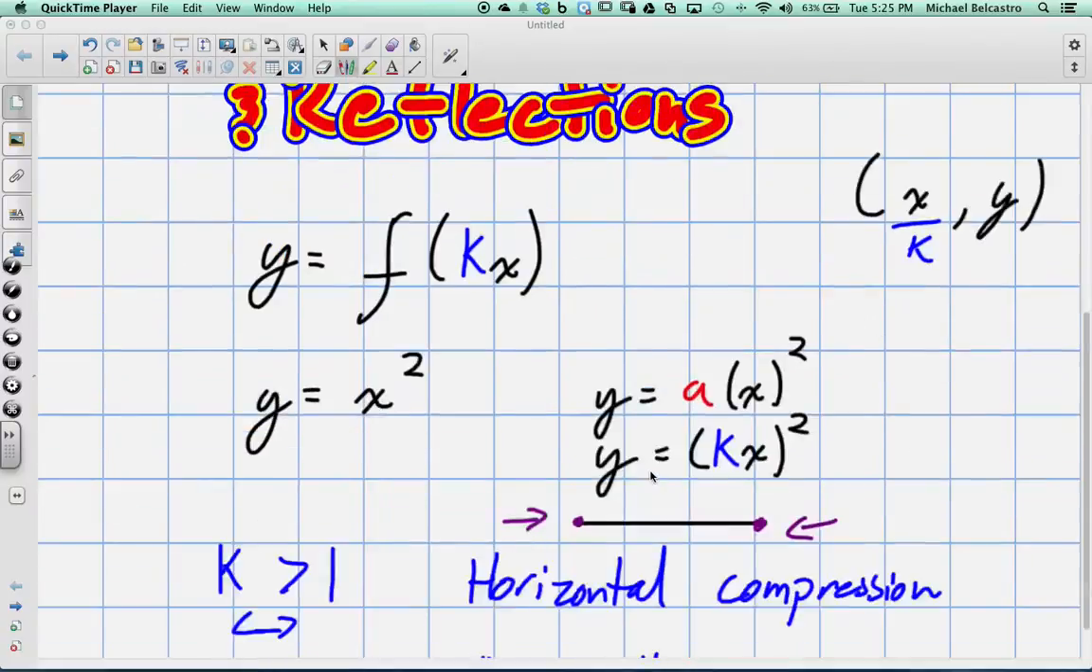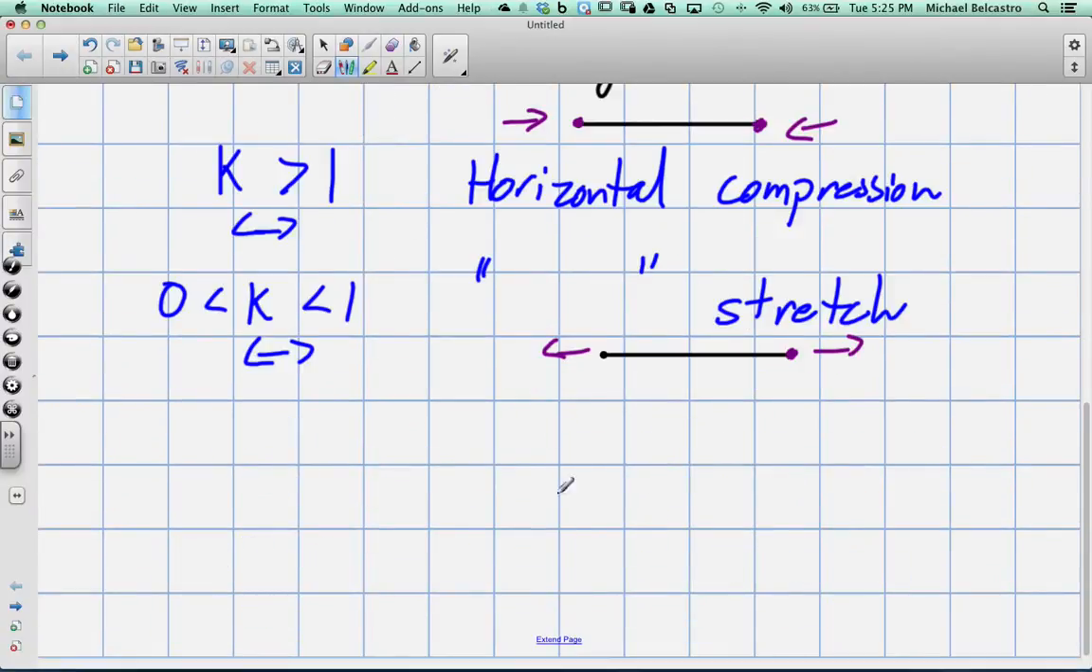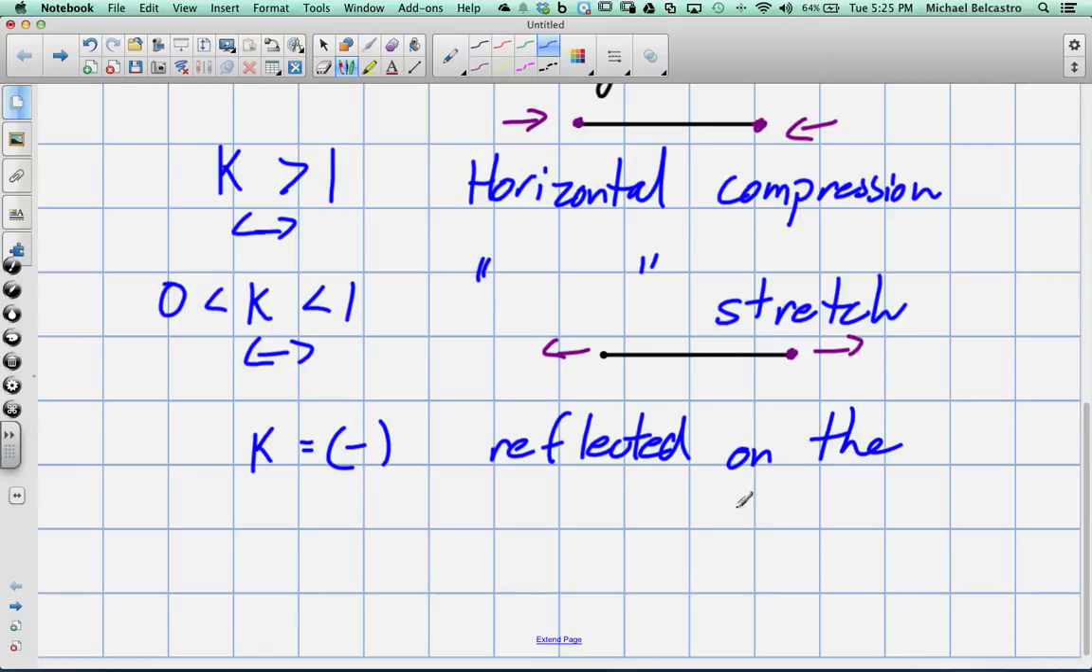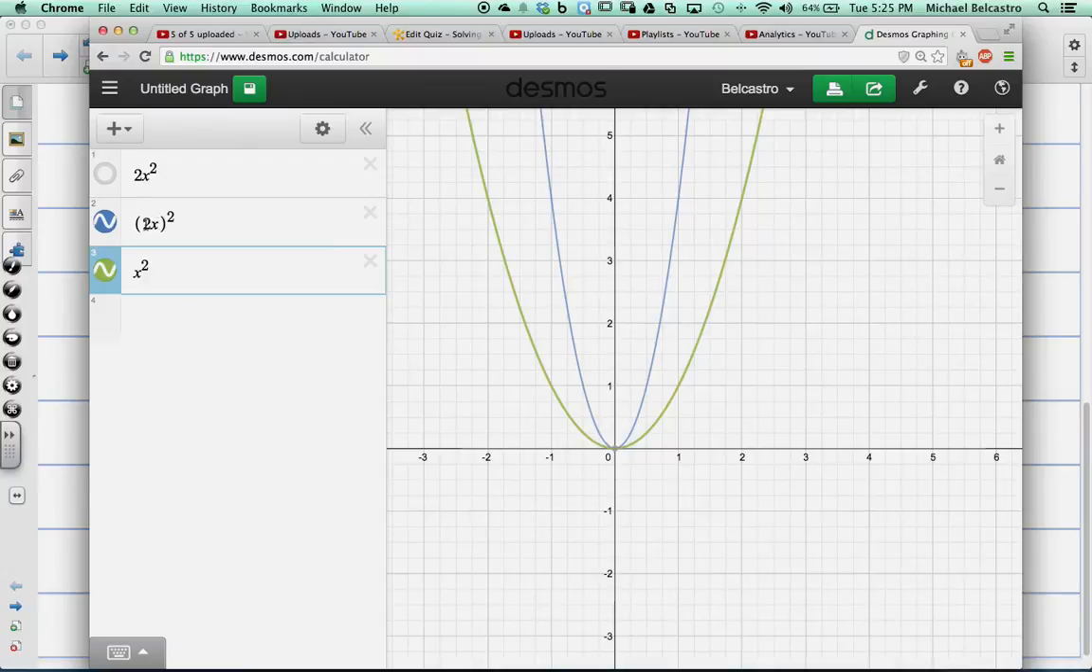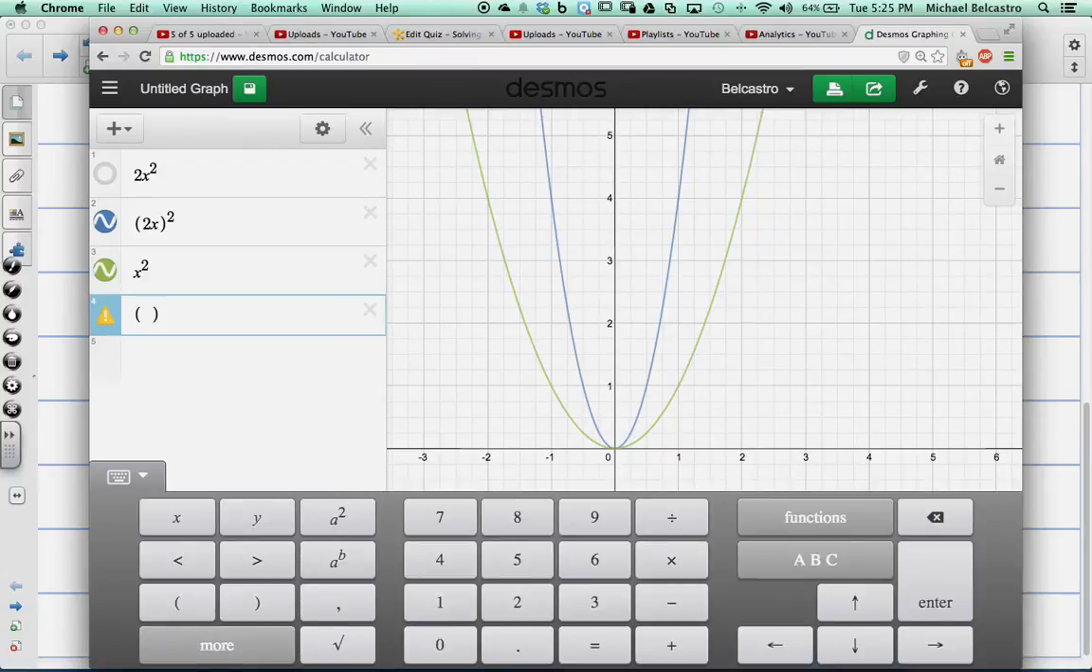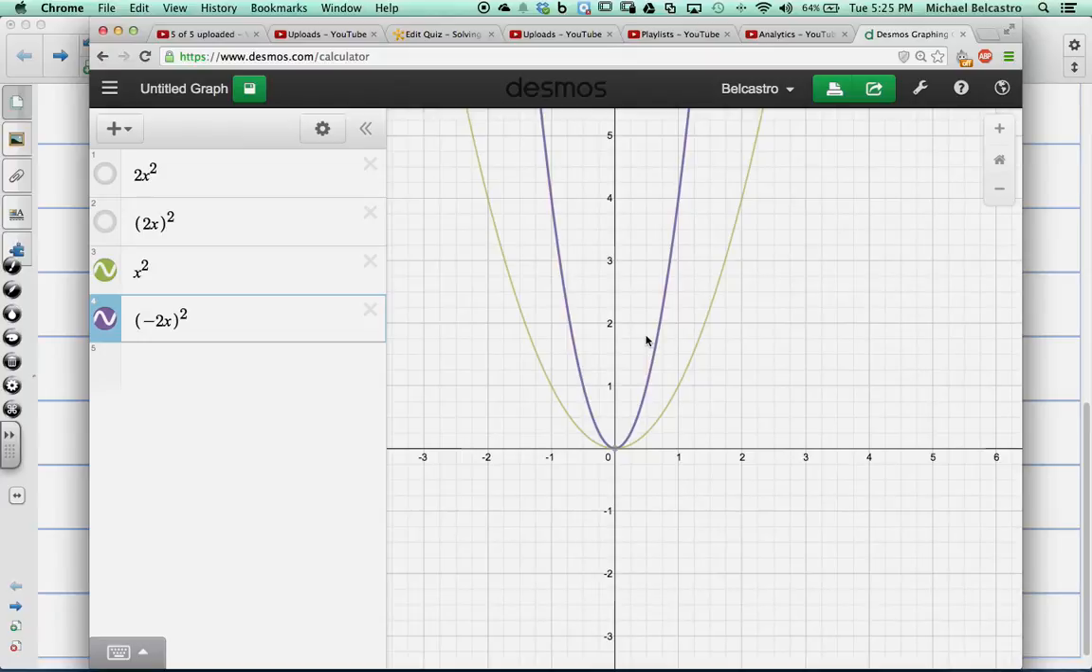Since we have that idea of horizontal stretch and compression, the last thing is that when a k value is negative, it's reflected on the y-axis. Again, this will be kind of hard to see, especially with a parabola. But let's say I now make this bracket negative 2x squared. Well, I ended up on the exact same spot, right? That's because this is the axis of symmetry, and since we reflected on it, because it's a symmetrical shape, it doesn't physically look like there's any difference with that negative.